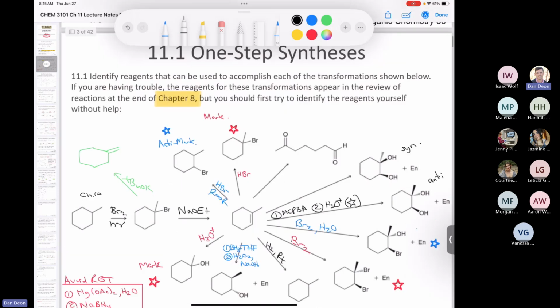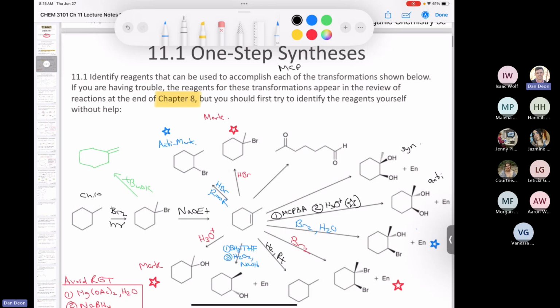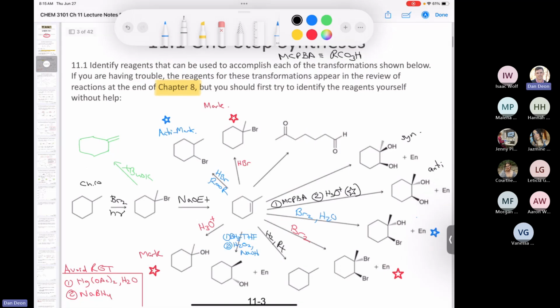But remember, when we write down something like MCPBA, which is metachloroperbenzoic acid, you can write RCO3H because there's another peroxy acid that's shown in the textbook that will also affect this transformation. It's a peroxyacetic acid, okay? The next one is going to be a syn dihydroxylation.